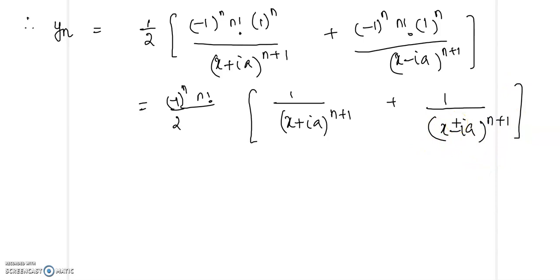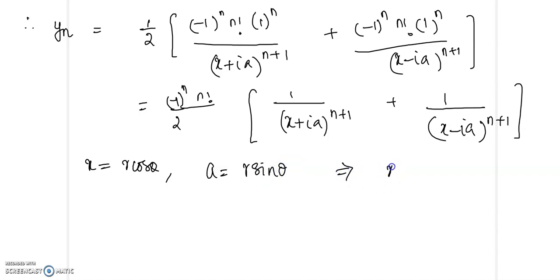Now our y was a real function. Here complex terms are involved in the derivative, so we will express this in the form of real values. For that we are going to apply De Moivre's theorem. That is the formula we need: cos theta plus I sin theta whole raised to n will be equal to cos n theta plus I sin n theta. So here we will use a substitution, x equal to r cos theta and a equal to r sin theta.